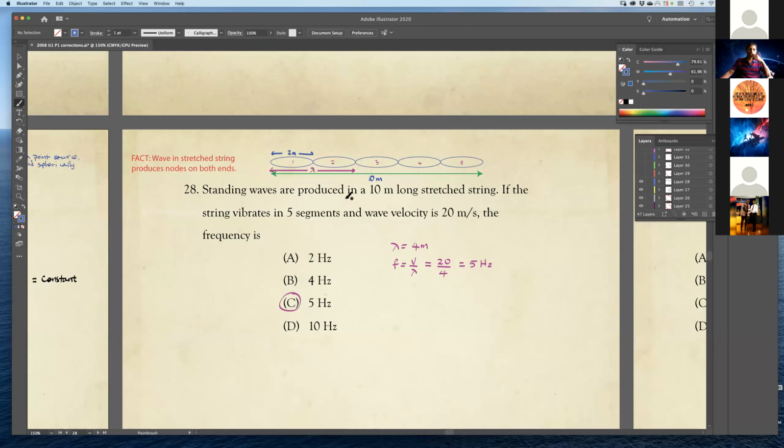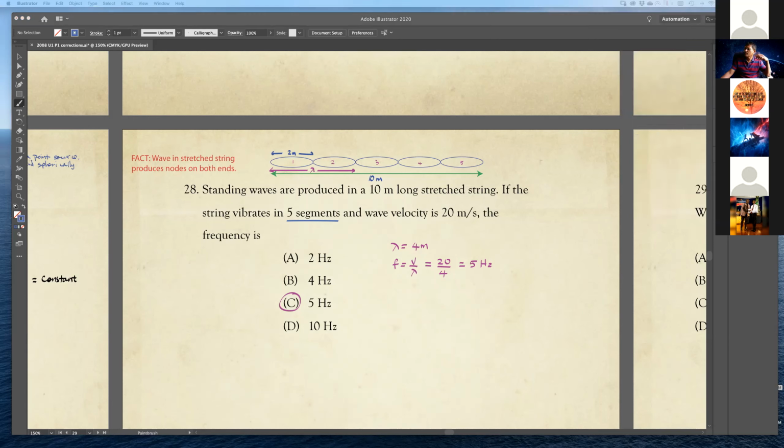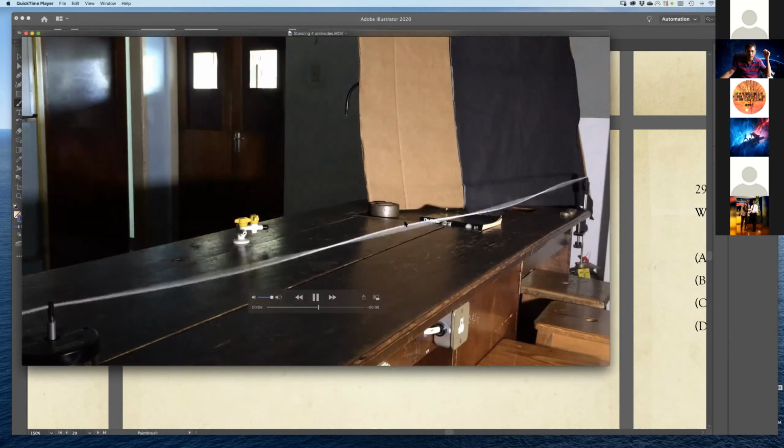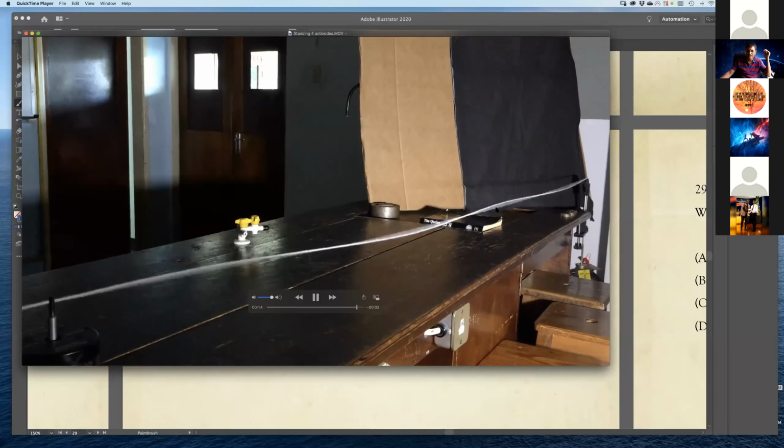A standing wave is produced in a 10 meter long stretched string. If the string vibrates in five segments, this is what could throw you off. Everybody here has seen what a standing wave looks like, right? That's a segment. One, two, three, four segments. That's a node. That's another node. This is an antinode in between. You see what the segments look like.